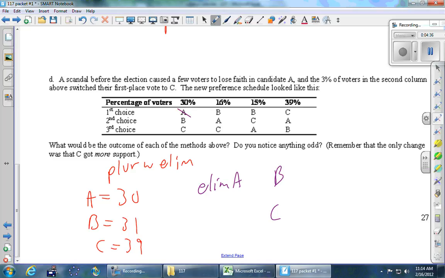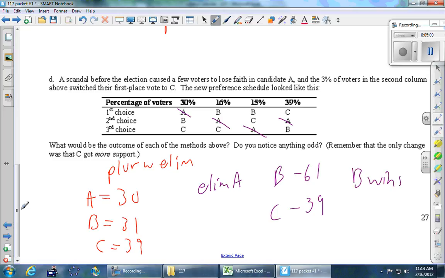And literally, I crossed off all the A's in my schedule. And you can see that, again, first place votes are the only ones that matter. Largely, they're unaffected. But this first column is going to change. Those votes used to go to A. Who do they go to now? They go to B. So if you give B all those votes, how many does B get? 61. So this is 61 votes here, which leaves 39 for C. So who wins? B wins.